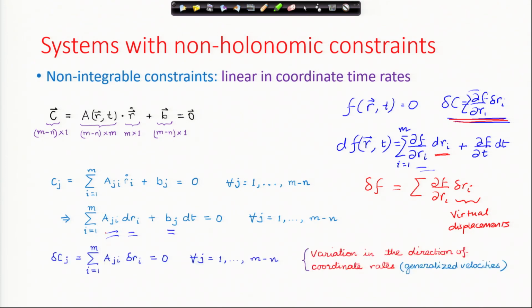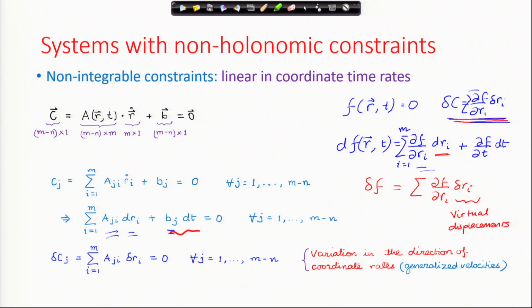you think of these a_ji as they are. You do not think in terms of del f del r_i, because a_ji are not partial derivatives, they cannot be, otherwise the constraint would have become integrable. Keep a_ji as it is and just convert this dr_i to delta r_i and drop this term dt, because the delta operator does not differentiate time.